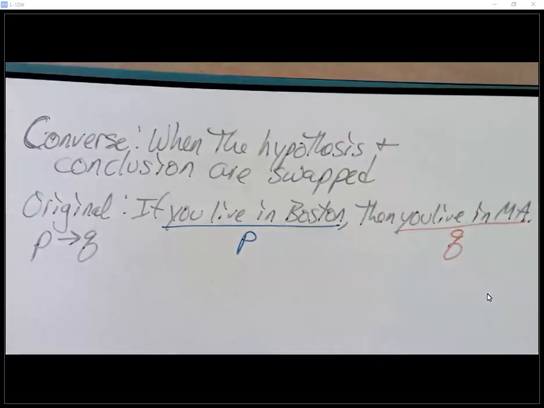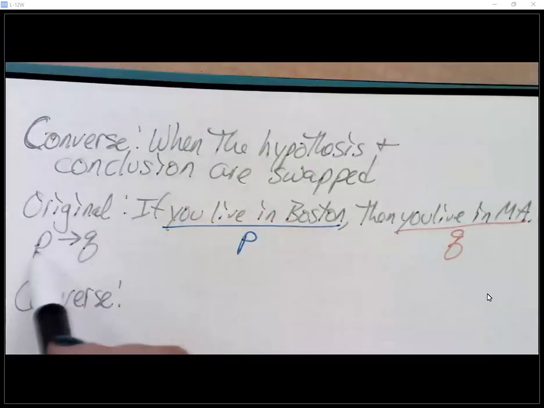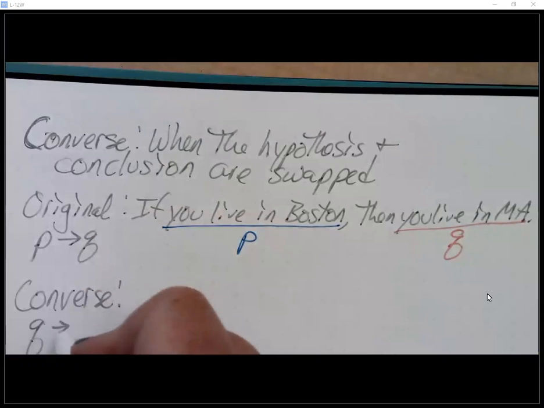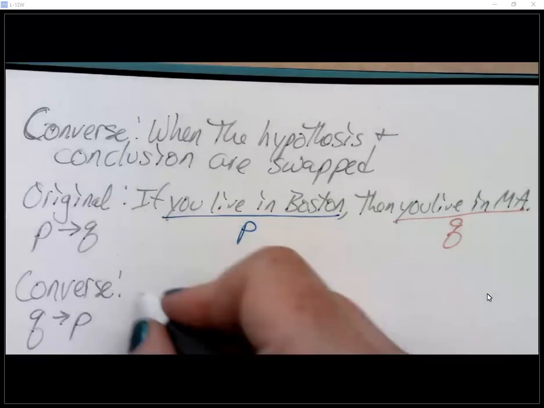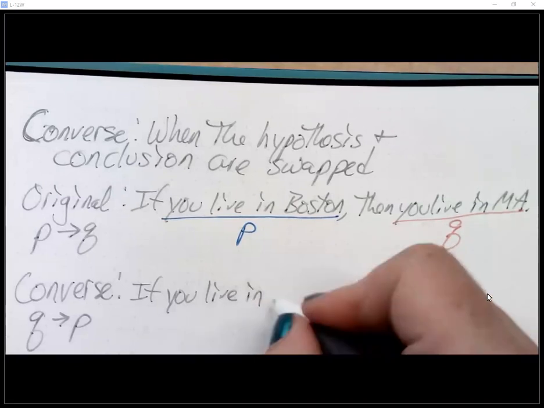As we've already discussed, when I take the converse of this conditional statement, I now end up with a false statement, but it doesn't matter. We're just looking at the sentence structure. If you swap the two, you can create a new statement called the converse. Symbolically, since I'm swapping these two, I would do if Q then P. So now it would read, if you live in Mass, then you live in Boston.